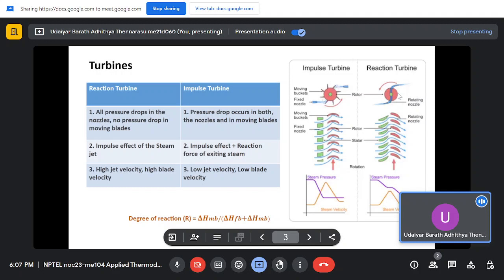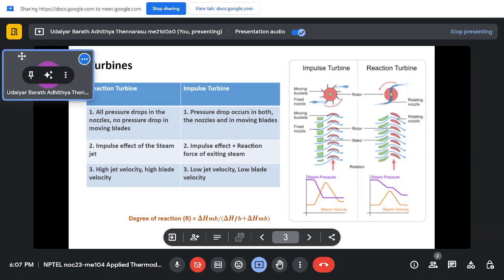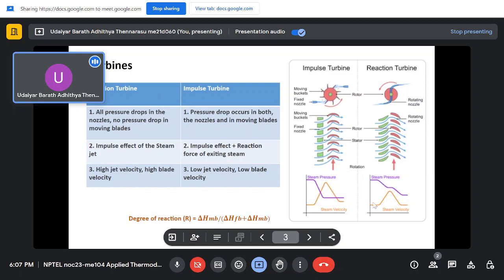But if you look at a reaction turbine, this has both a moving blade and a fixed blade, and in this case both will have a pressure drop. And if you compare the pressure diagram and velocity diagram, the pressure reduction is not as much as what happened in the impulse turbine. So the velocity will also be lower compared to what it achieved in the impulse turbine.